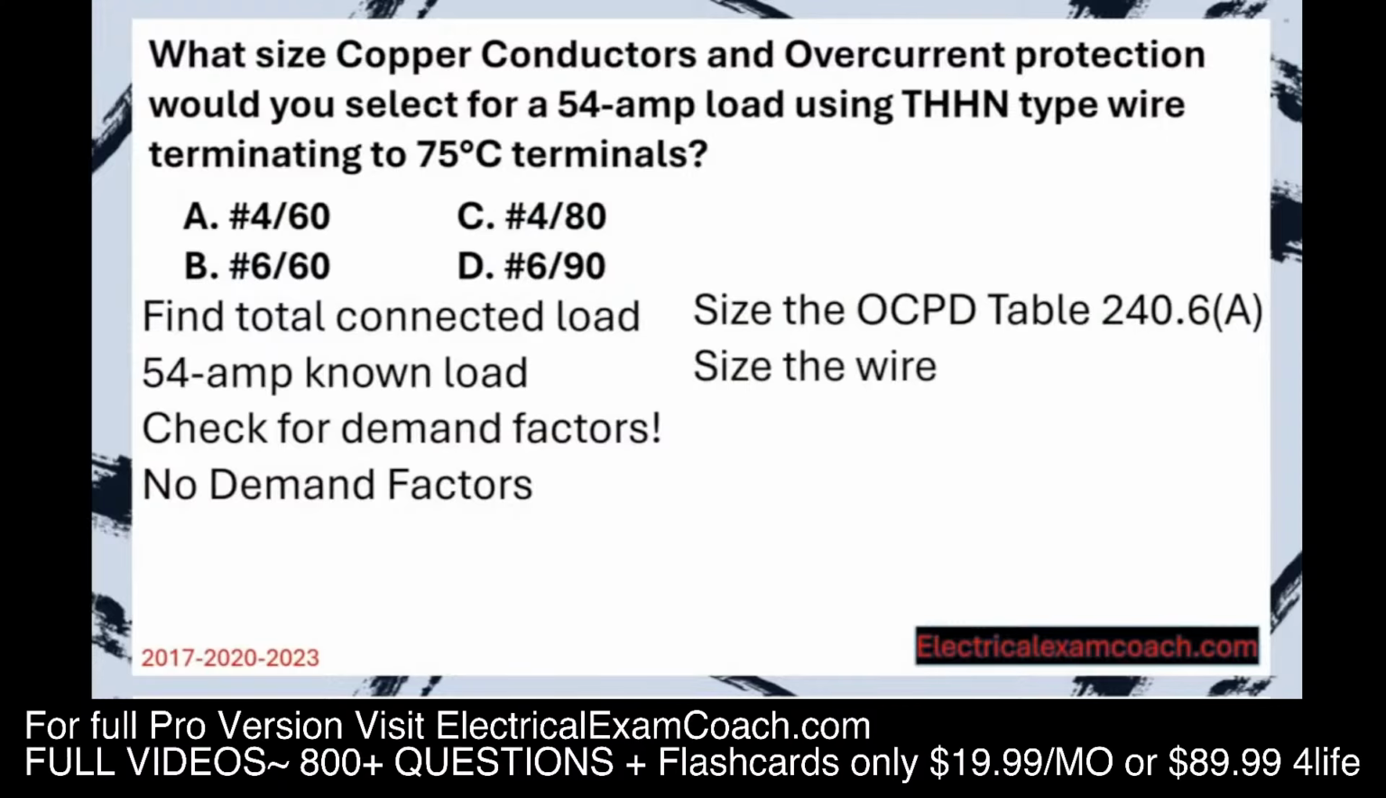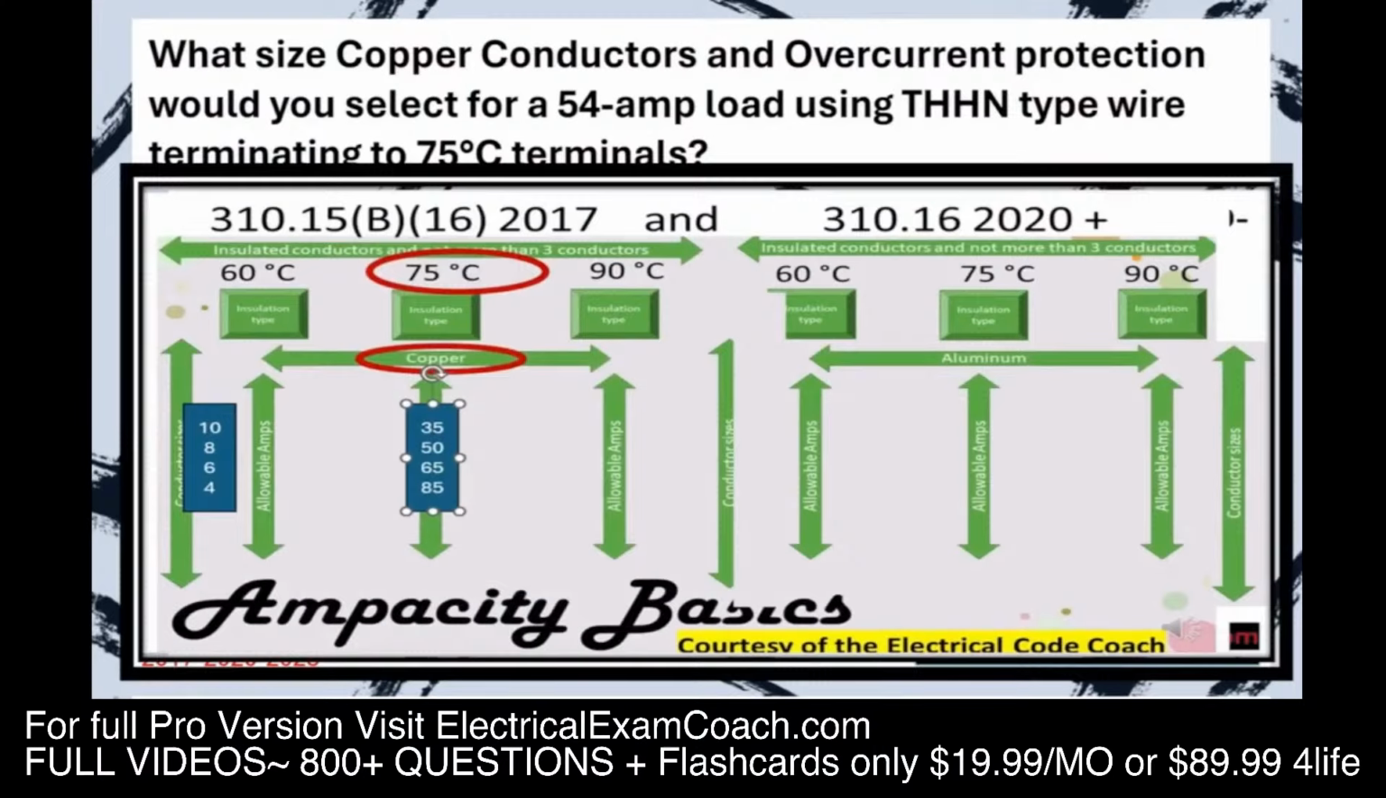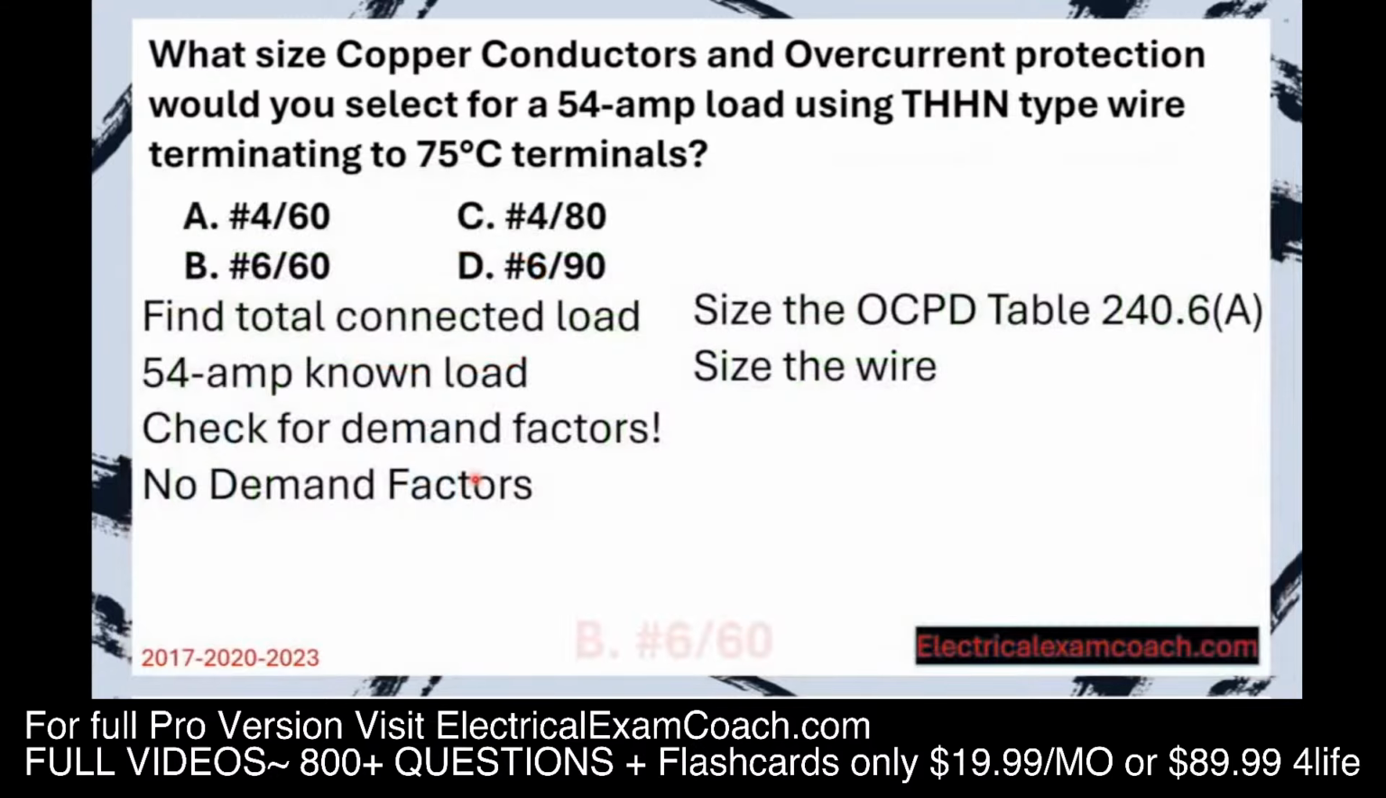Now, let's size the wire. For that, we're going to head to our primary ampacity table. We're going to start on the left-hand side and make sure that we're on the copper side because our question asks for copper. And we're in the 75 degree C column. We're going to slide down and find a wire that covers the known load of 54 amps. And we're going to select a 6-gauge wire on a 60 amp overcurrent device.